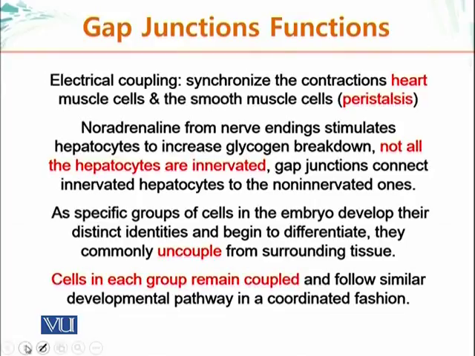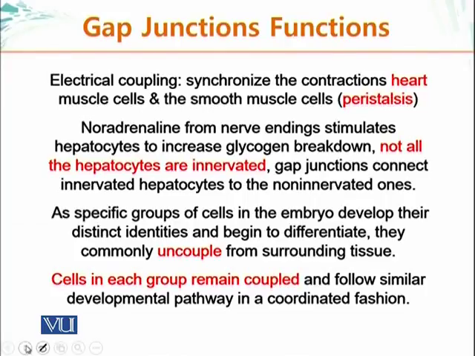Noradrenaline from a nerve ending stimulates hepatocytes to increase glycogen breakdown. Not all hepatocytes, the liver cells, the type of cells the liver is made up of, are innervated by the nerve. The nerve is not adjacent to all the liver cells. The gap junctions connect the cells that are in contact with the nerve with the cells which are not innervated. So the signal from the nerve is communicated to the cell which is adjacent to the nerve, and that cell communicates that signal to the cells which are adjacent to it.